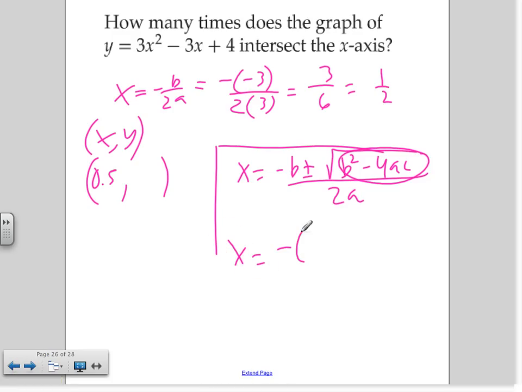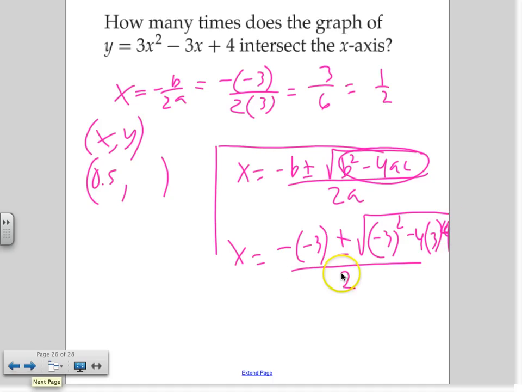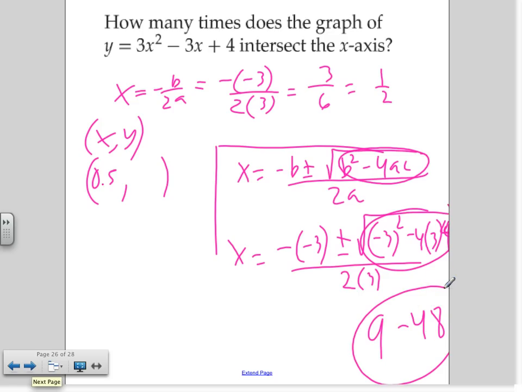You end up with the negative of negative 3, plus or minus the square root of negative 3 squared minus 4 times a, which is 3, times c, which is 4, over 2 times 3. Let's focus on that first. What is negative 3 squared? 9. What is negative 4 times 3? Negative 12. What's negative 12 times 4? Negative 48. So 9 minus 48 is a negative value.